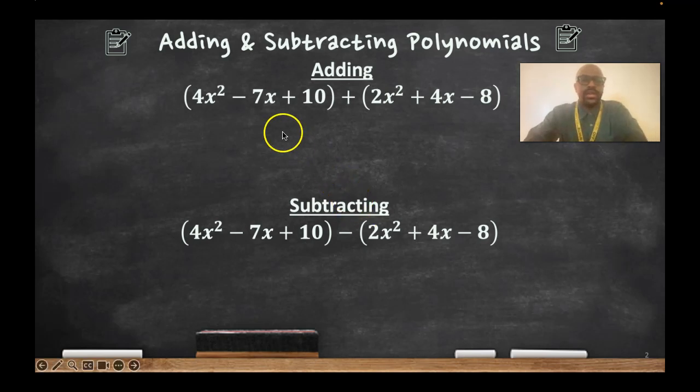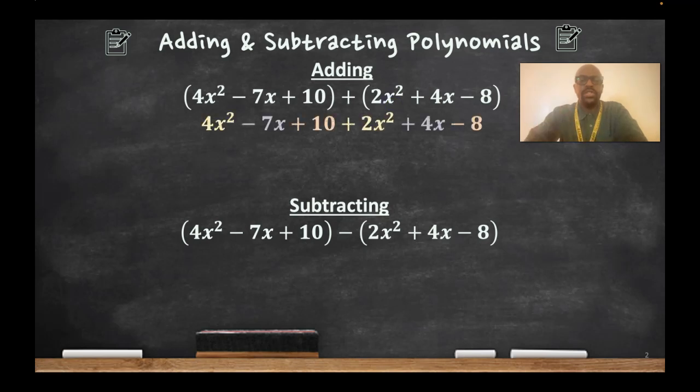So when it comes to adding, when you add polynomials, look at it like combining like terms. So if I have 4x squared minus 7x plus 10 plus 2x squared plus 4x minus 8, you're looking for like terms. For example, 10 and negative 8 are both constants because they don't have a variable next to the number. Those are like terms. Negative 7x and a positive 4x are like terms because they both have a variable of x. And 4x squared and 2x squared are like terms because they both have a base of x squared.